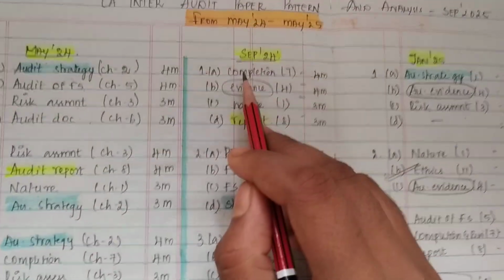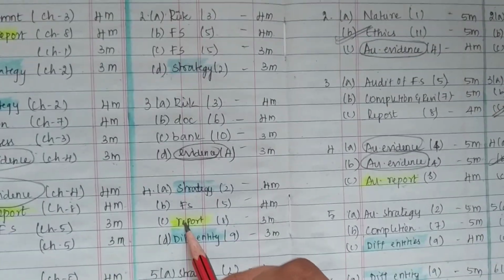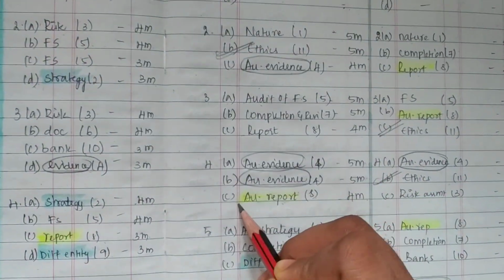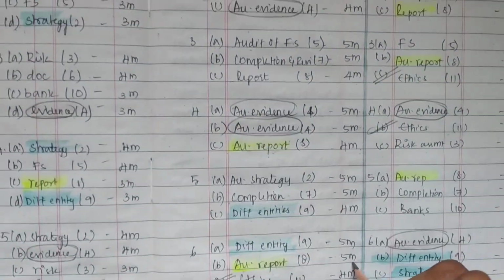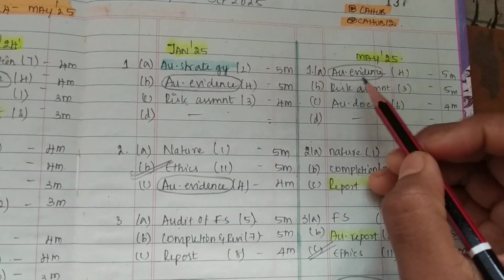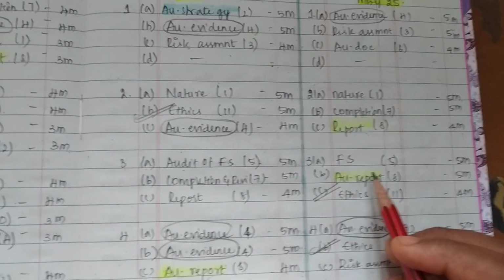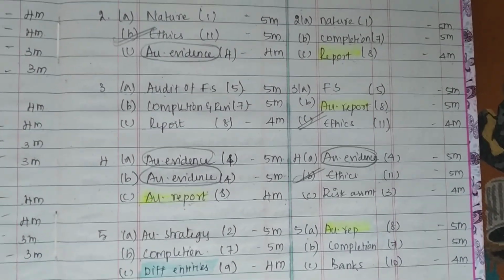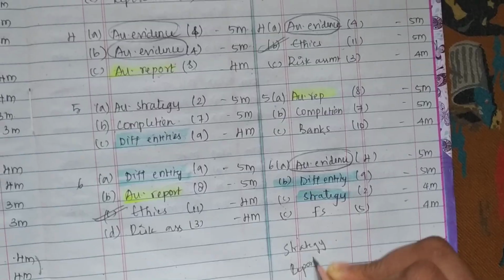In the September 24 attempt, audit report is for 3 marks. And in the January 25 attempt, the fourth question came for audit report for 4 marks, and the sixth question, audit report for 5 marks. As well as in the May 25 attempt, the second question, audit report is for 5 marks, as well as the third question for audit report for 5 marks. So more or less, audit report is also important.